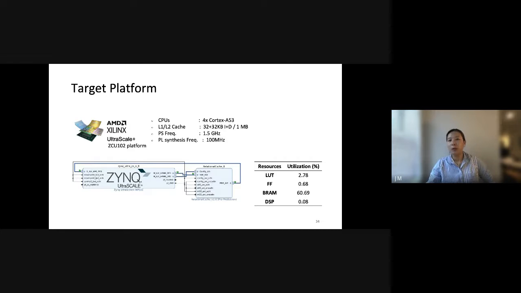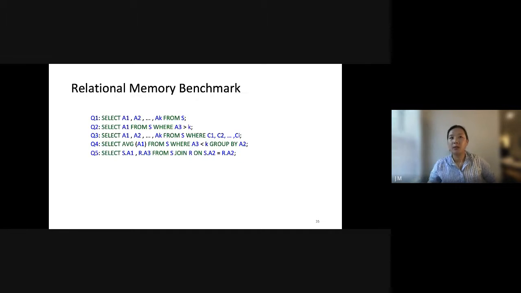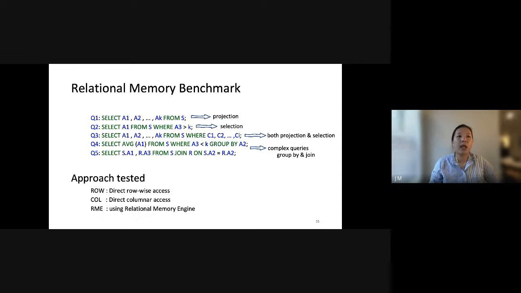So I'm going to show you the benchmarks of the relational memory engine. The first one is to evaluate the performance of the projection, and the second one is for the selection. The third one is when projection and selection are happening together, and the fourth and fifth benchmarks are for more complex queries like group by or join. And we have compared our relational memory engine to row stores and column stores.